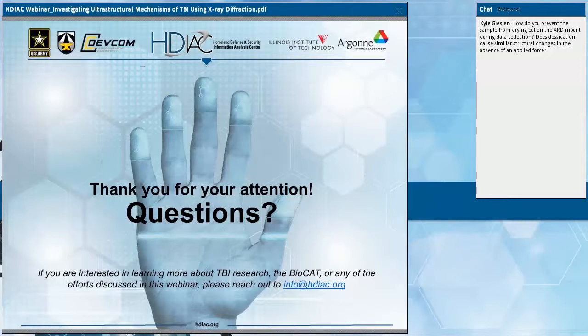But in general, how do you prevent it? It's maintaining the sample in that hydrated environment. Primarily, actually, it's making sure there's humidity and making sure that you're prompt.